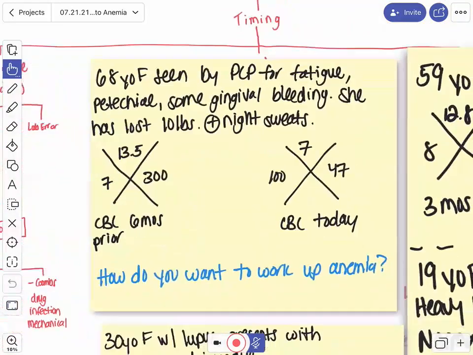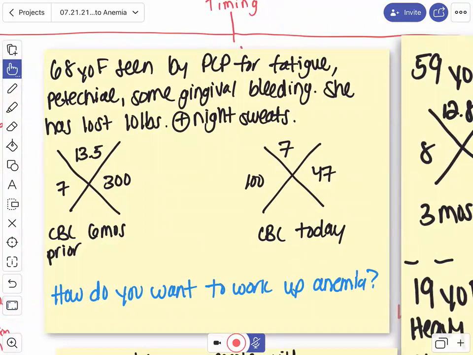So we have a 68-year-old female. She's seen by her PCP for fatigue, petechiae, and some gingival bleeding. She's lost 10 pounds and she's got some night sweats. She has a CBC that was in the chart from 6 months prior, and on the right, we have her CBC today. So once again, talk with your teams. What are you going to do to work up this anemia, and what are you thinking about in terms of a leading diagnosis?